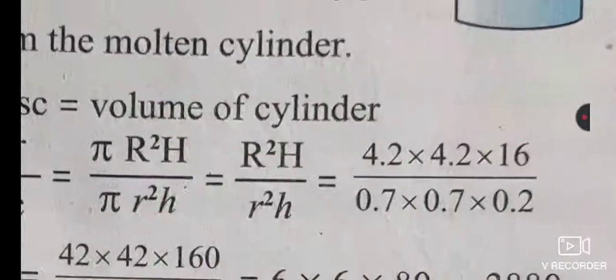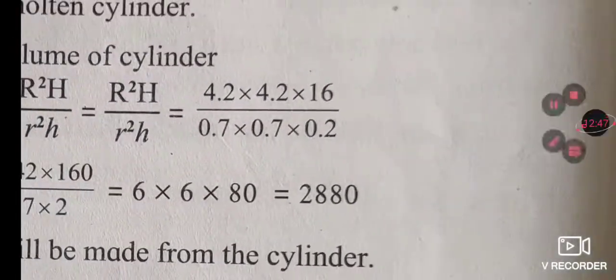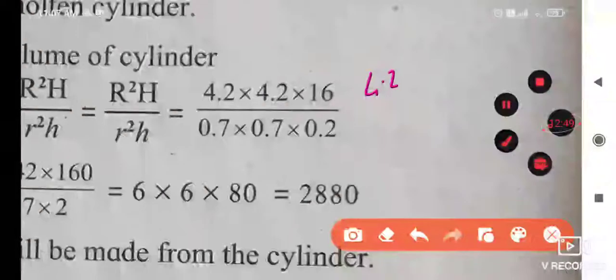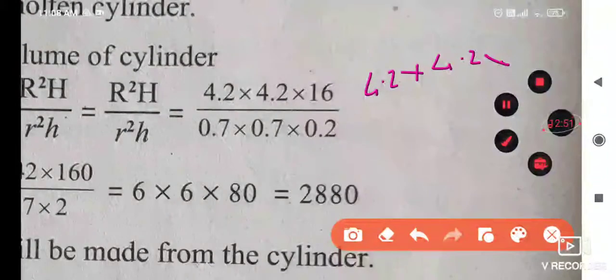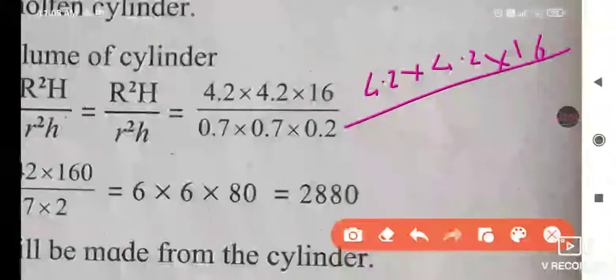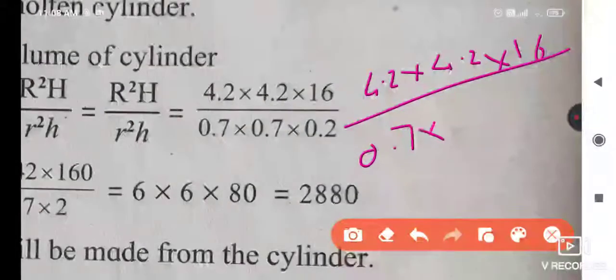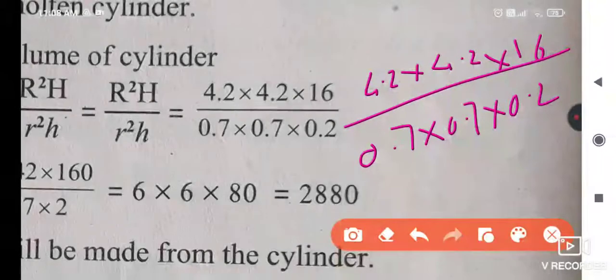One more method is that you just write this as 4.2 into 4.2 into 16 upon 0.7 into 0.7 into 0.2. So whenever you are solving, after the point, how many digits are there? 2 in the numerator, and here 3 are there, so just cancel the points.